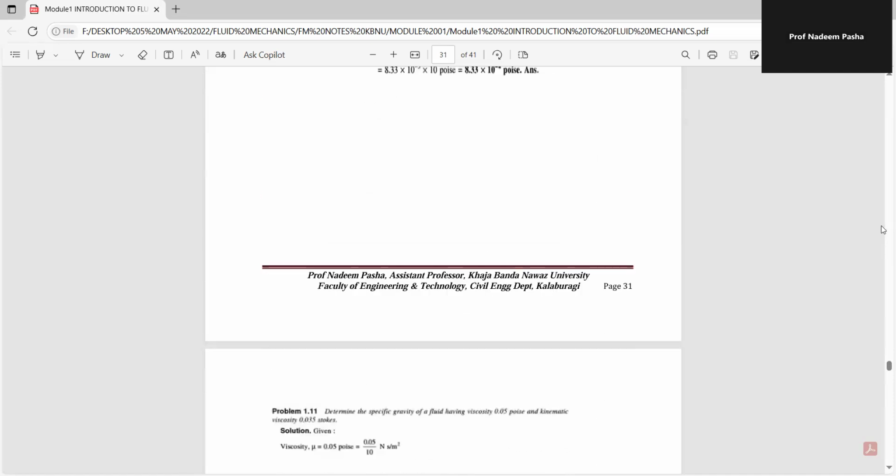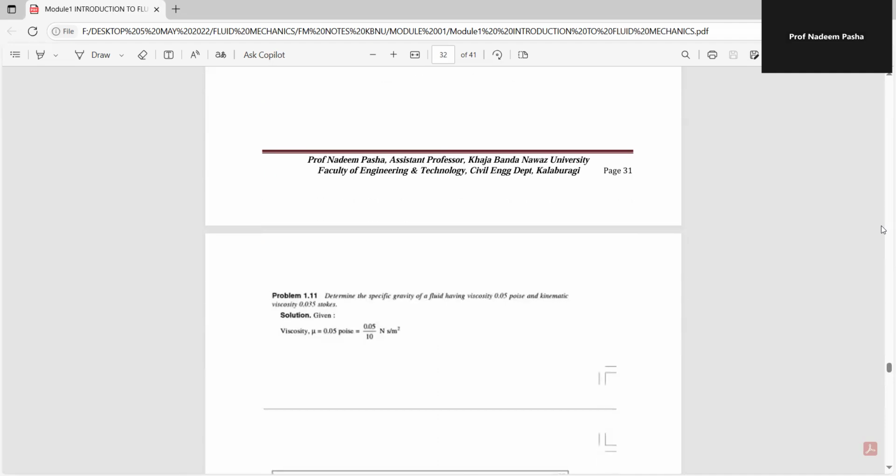So one more problem. Determine the specific gravity of a fluid having viscosity 0.05 poise and kinematic viscosity 0.035 Stokes. This is a somewhat new type of problem in which two types of viscosity are given. That is, dynamic viscosity is given to you and kinematic viscosity is also given to you.